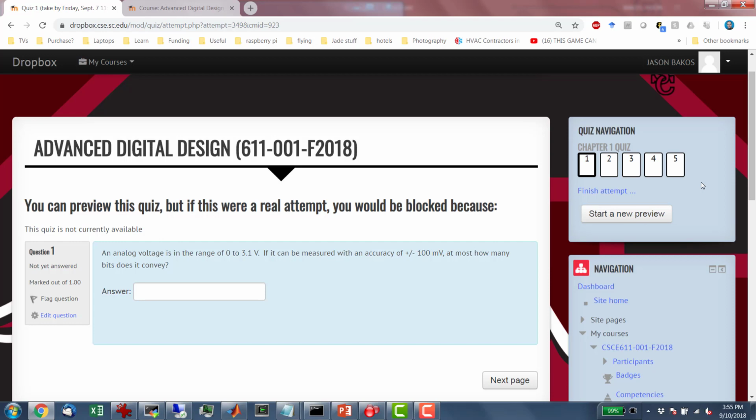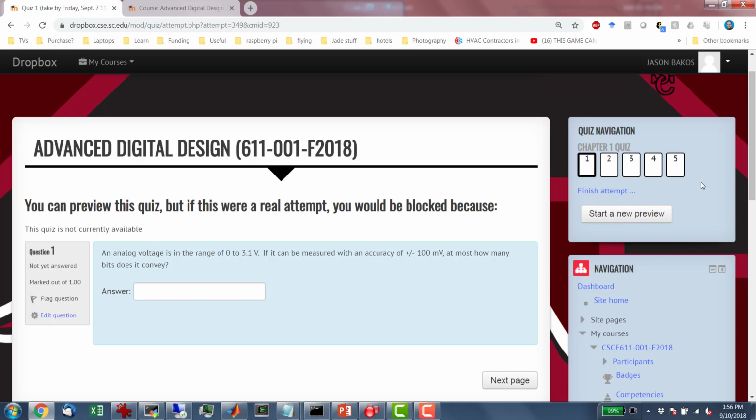First question is, an analog voltage is in the range of 0 to 3.1 volts if it can be measured with an accuracy of plus or minus 100 millivolts. At most, how many bits does it convey? Anyone know? Yes. 5 bits. Yeah, because you could measure a zero, you can measure 100 millivolt, 200 millivolt, 300 millivolt in 0.1 increments. So you could represent a value from 0 to 31 this way.